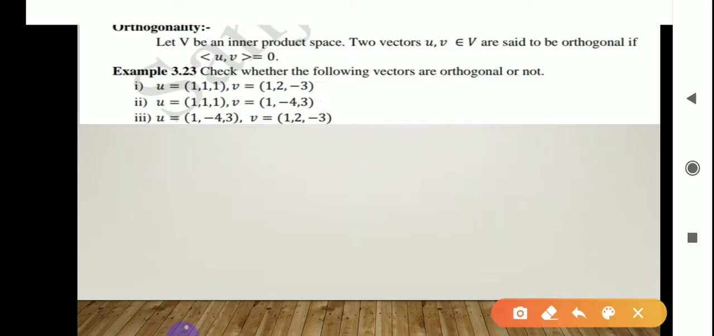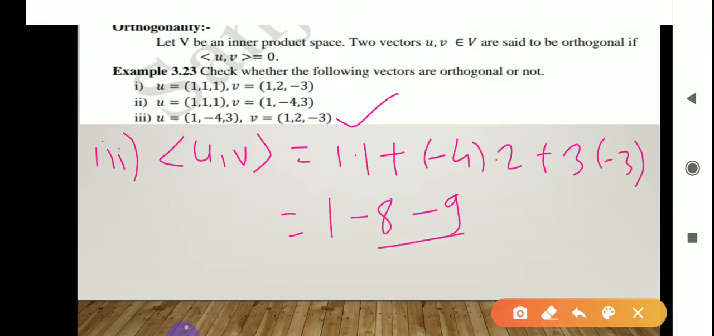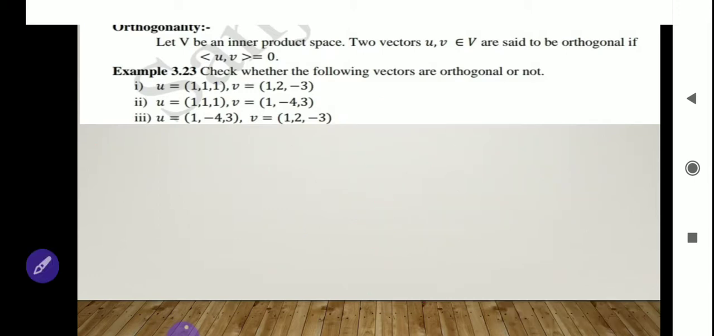But if we check the third one, here the inner product of u and v is not 0, I think. See here, 1 into 1 is 1, plus minus 4 into 2, and plus 3 into minus 3. So what is this? This is 1 minus 8 minus 9. Minus 8 minus 9 is minus 17. So 1 minus 17 is equal to minus 16. Minus 16 is not equal to 0, and therefore u and v are not orthogonal. So this is related to orthogonality.